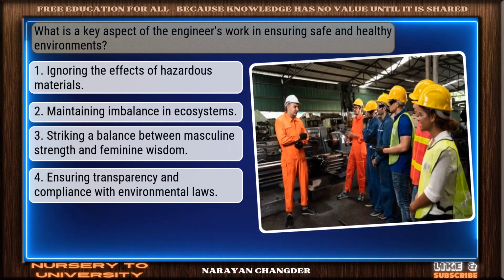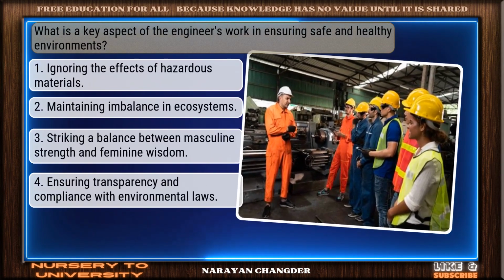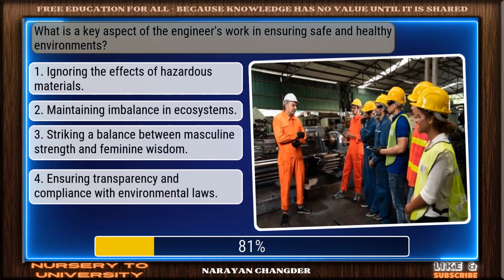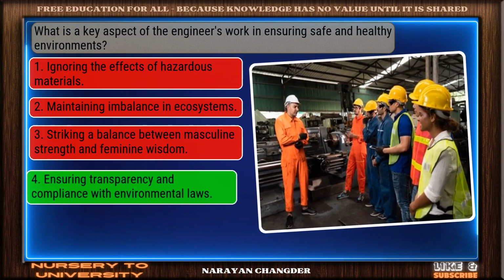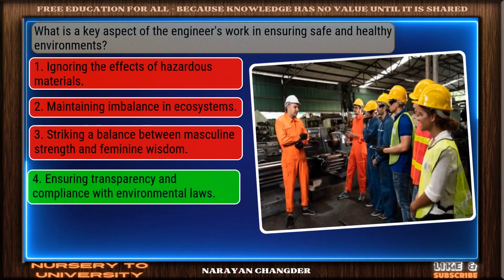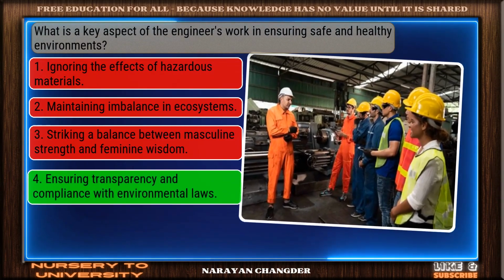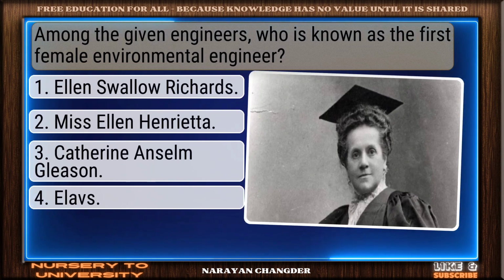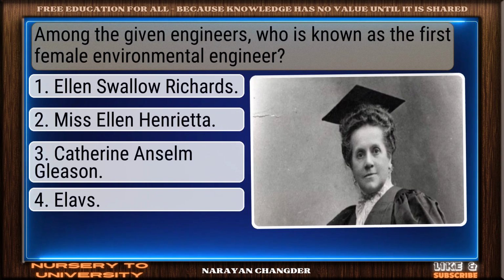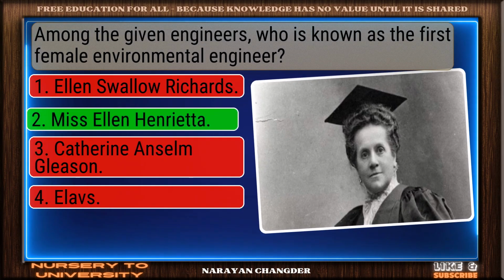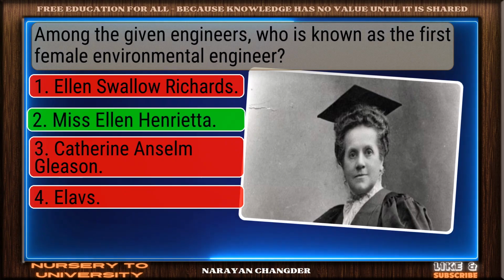What is a key aspect of the engineer's work in ensuring safe and healthy environments? Solid response. Ensuring transparency and compliance with environmental laws is a valid choice. Among the given engineers, who is known as the first female environmental engineer? Strong choice. Miss Ellen Henrietta is the right answer.